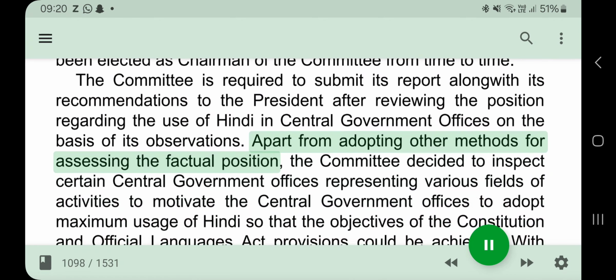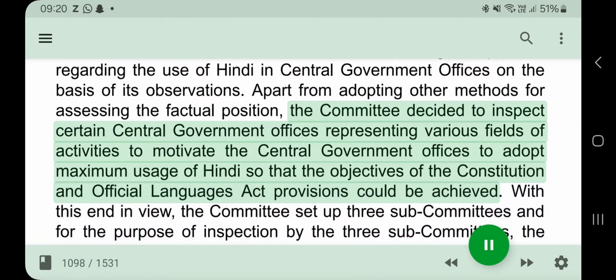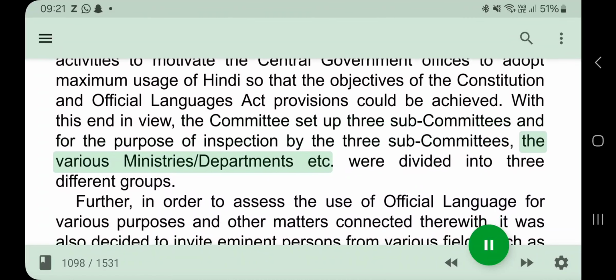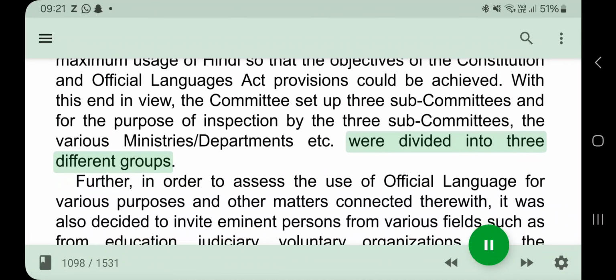Apart from adopting other methods for assessing the factual position, the committee decided to inspect certain central government offices representing various fields of activities, to motivate them to adopt maximum usage of Hindi so that the objectives of the Constitution and Official Languages Act provisions could be achieved. With this end in view, the committee set up 3 subcommittees, and for the purpose of inspection by the 3 subcommittees, the various ministries, departments etc. were divided into 3 different groups.